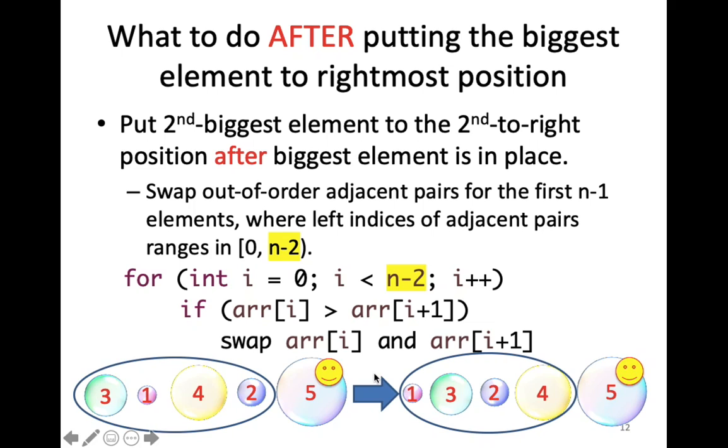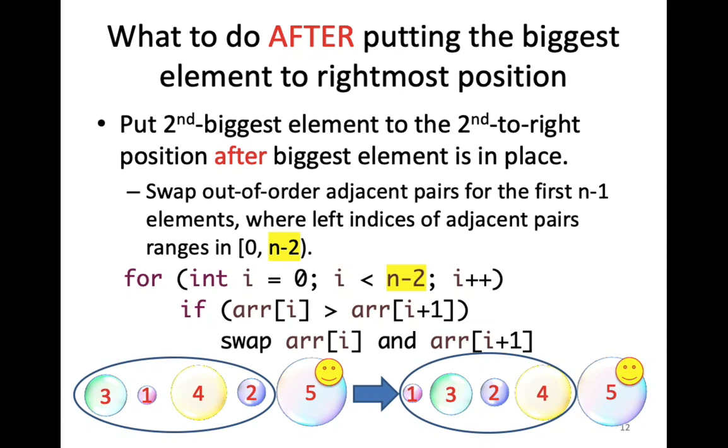So, how can we put the second biggest element to its proper position? It is easy. Since the biggest element is in its proper position already, we just focus on the subarray that consists of the first n-1 elements. By swapping out of order adjacent elements in that subarray, we put the second biggest element in proper position.